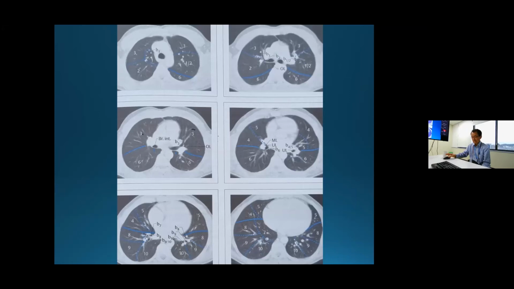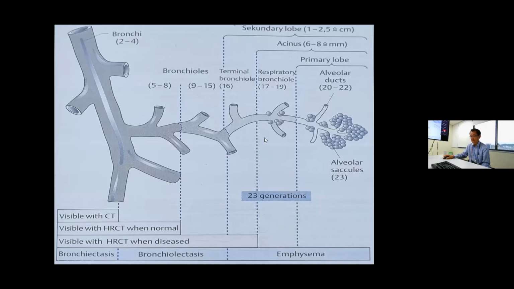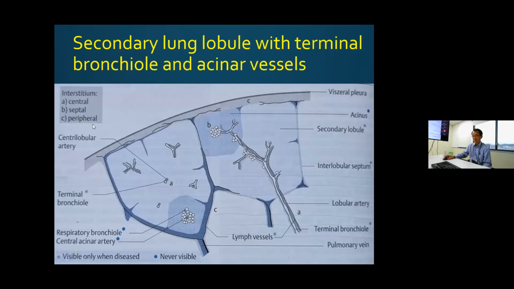And the bronchial segments divide all the way down to the alveolar sac, all these terminal things. So all these make different shapes of the lesion. The artery runs together with the bronchi as well as the lymphatic system. So a good CT now shows all these tiny segments.